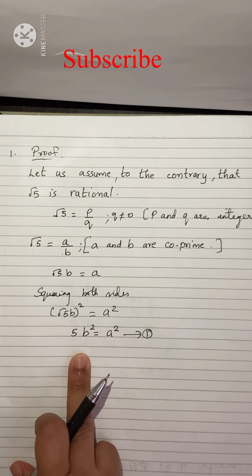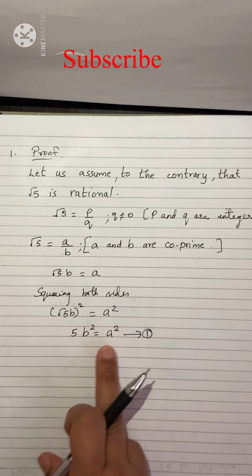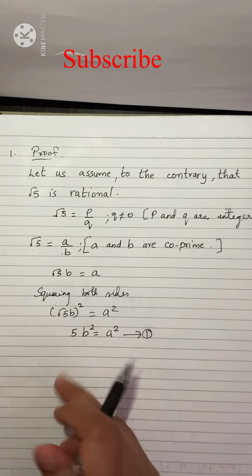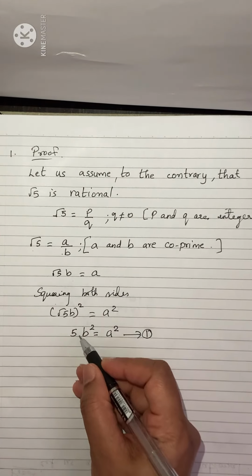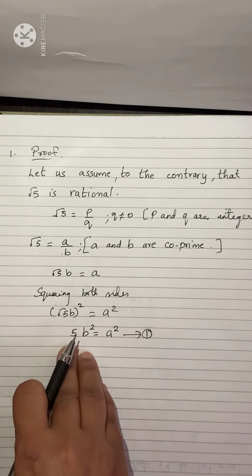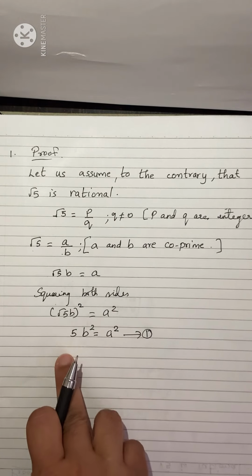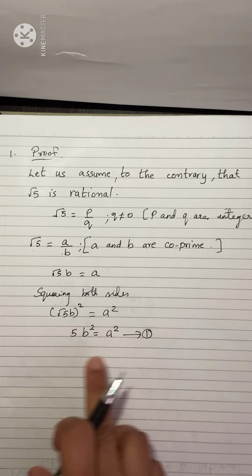So here 5b square equals a square. A and b are some integers, and this is the product of 5 into b square. So this is a product of 5, where the right hand side and left hand side are equal.